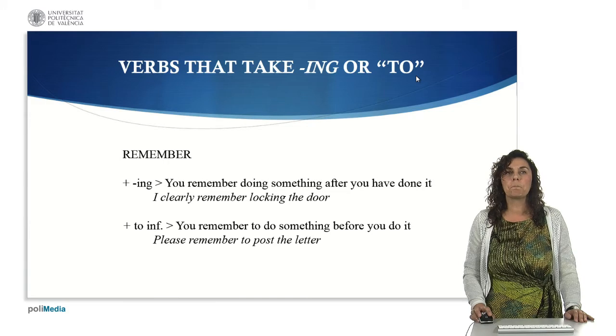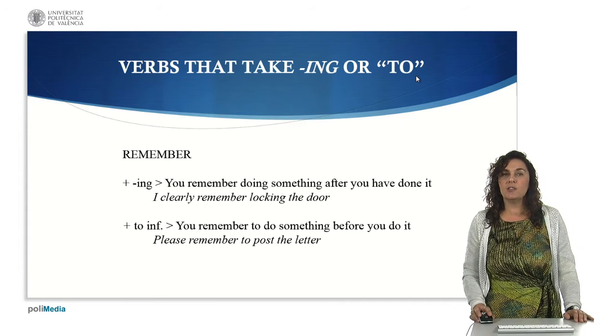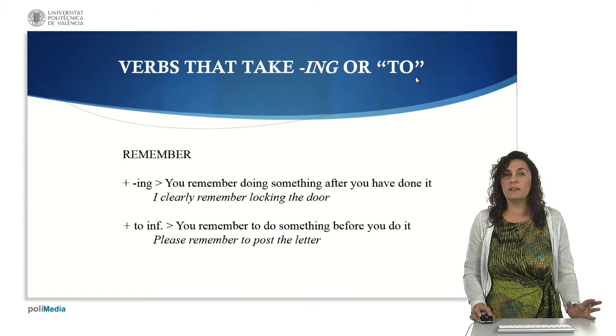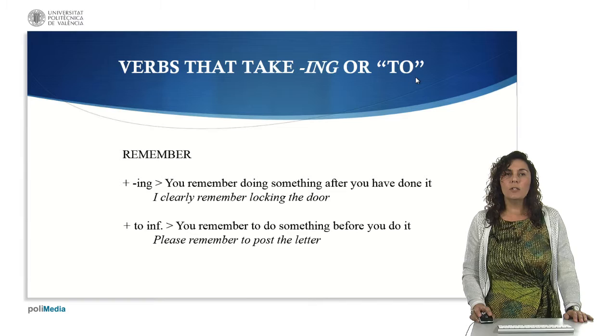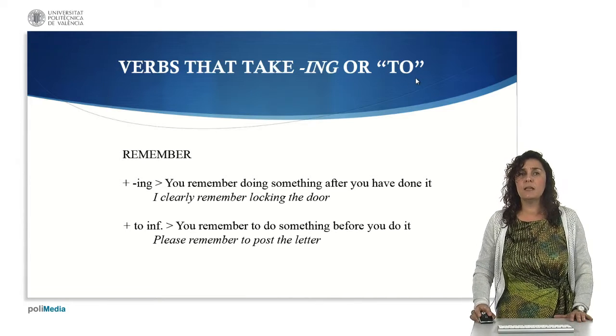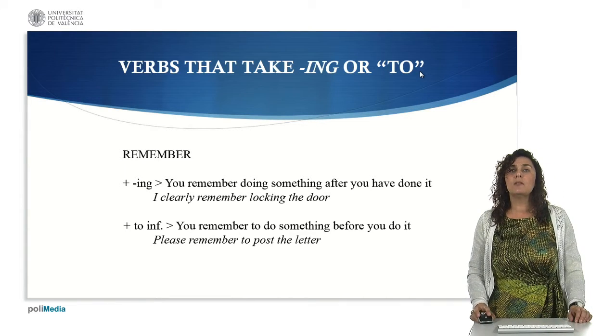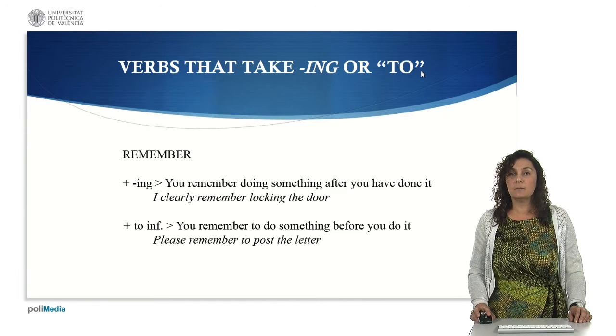Let's go to see. For example, in the case of remember, if you use after remember a verb in ing form, that means that you remember doing something after you have done it. I clearly remember locking the door, right? You remember that, right? Doing that. When you use remember plus to infinitive, you remember to do something before you do it. Please remember to post the letter, right?